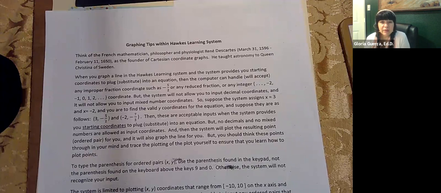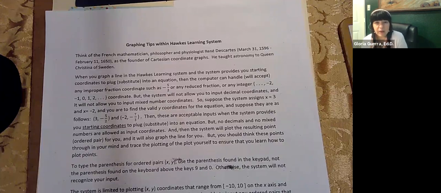Suppose the system assigns x equals 3 and x equals -2, and you are to find the valid y coordinates for the equation. Suppose they are as follows: 3, -5/2, and let's say you plug in -2 and you get -7/3. Then these are acceptable inputs when the system provides you starting coordinates to substitute into the equation. They say, we want you to plug in 3, we want you to plug in -2. But it will not allow you to plug in y's that have decimals. No mixed numbers are allowed as input coordinates.